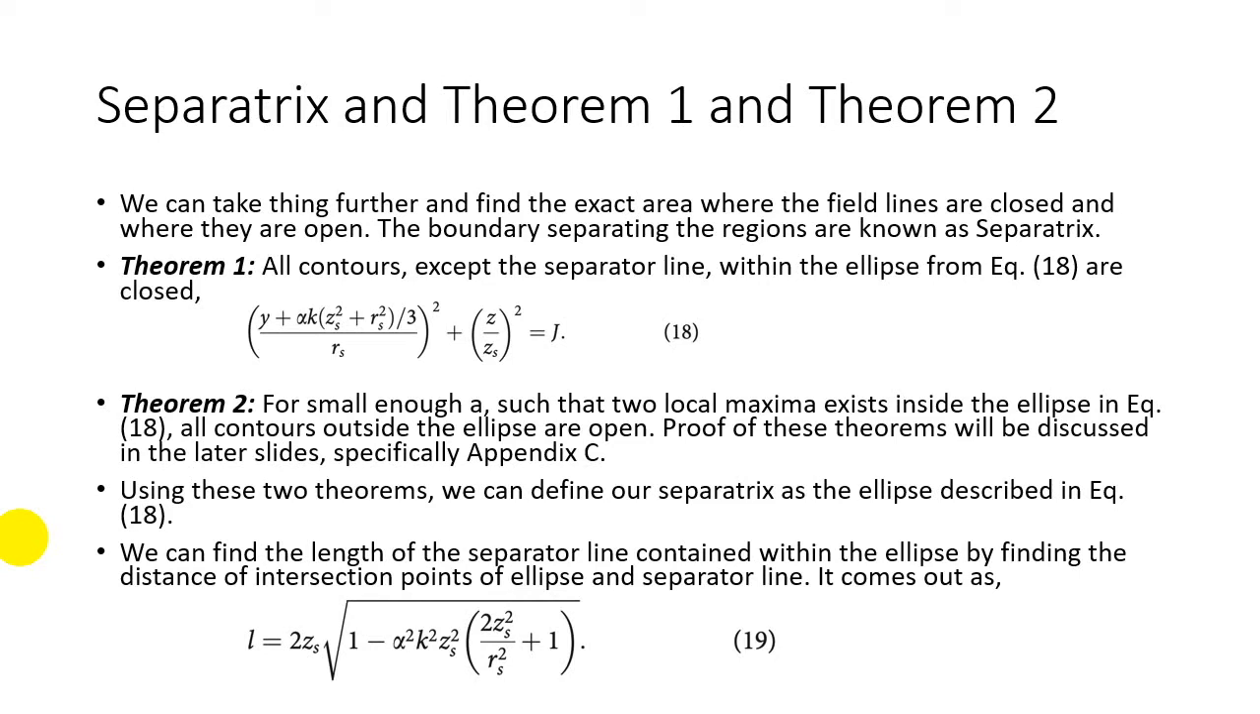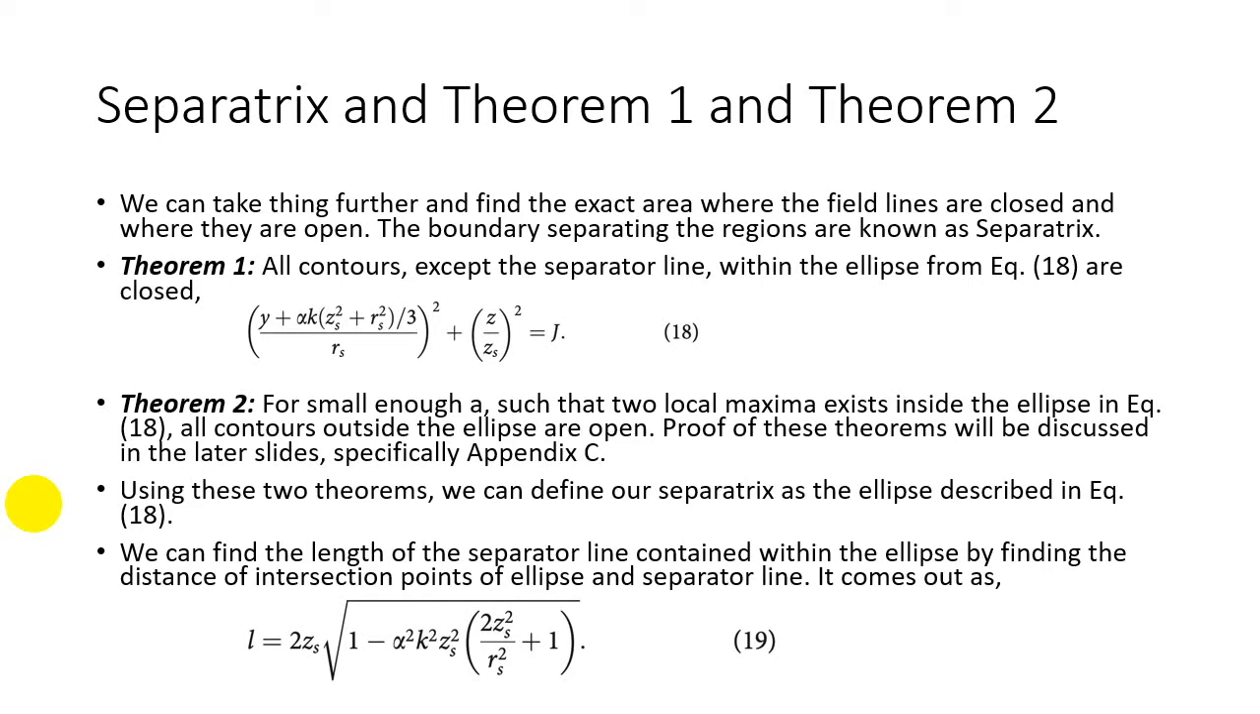And once alpha increases to a certain point, this is not true anymore. When it's not true anymore, the separatrix goes through a sort of bursting, and that's where alpha creates a phase bifurcation. An interesting question we can also ask is: what's the length of the separator line within the ellipse, as a function of alpha? Because you basically want to know if the separator line is in the ellipse. So this is the length of the separator line in the ellipse.